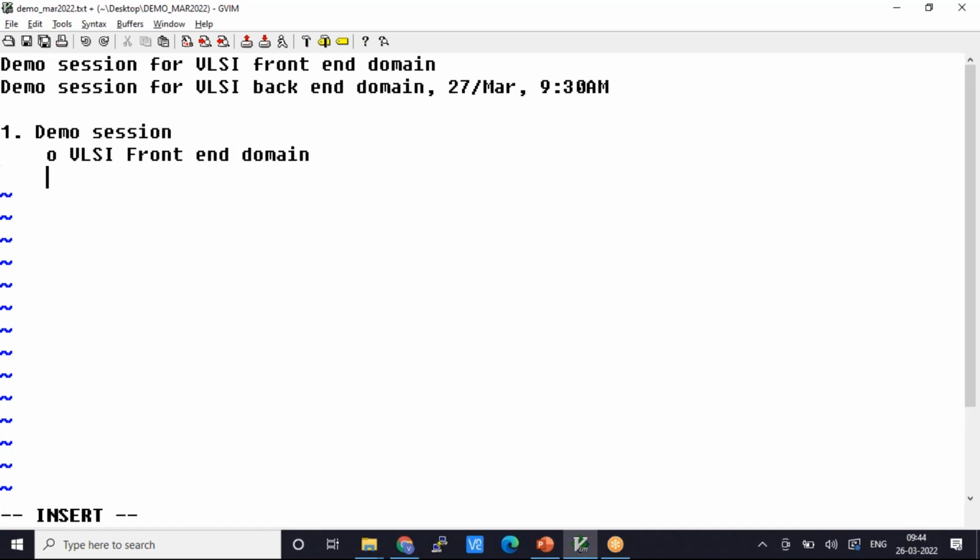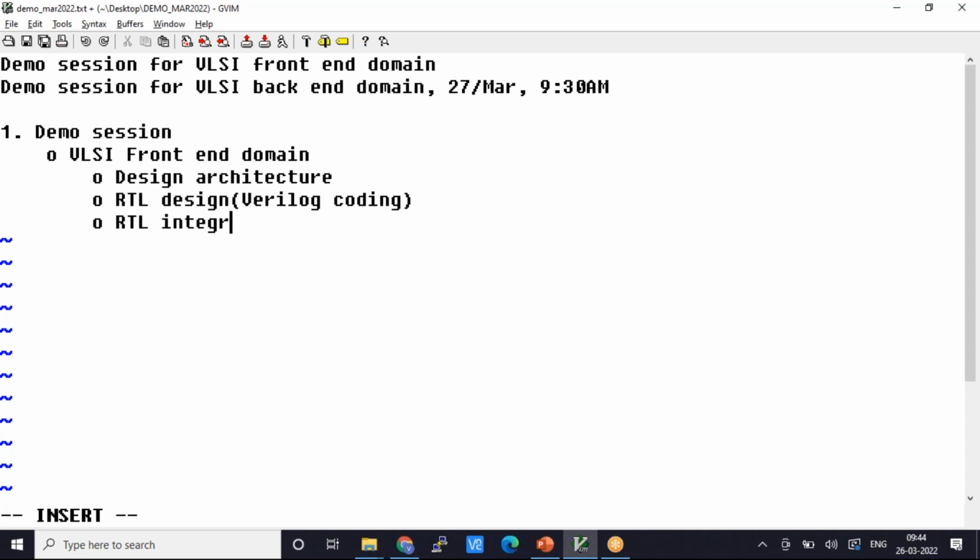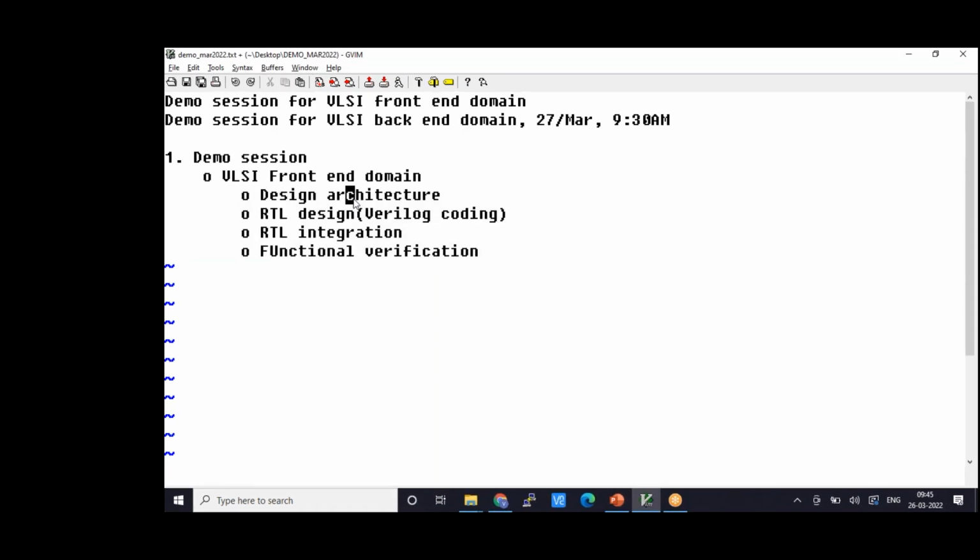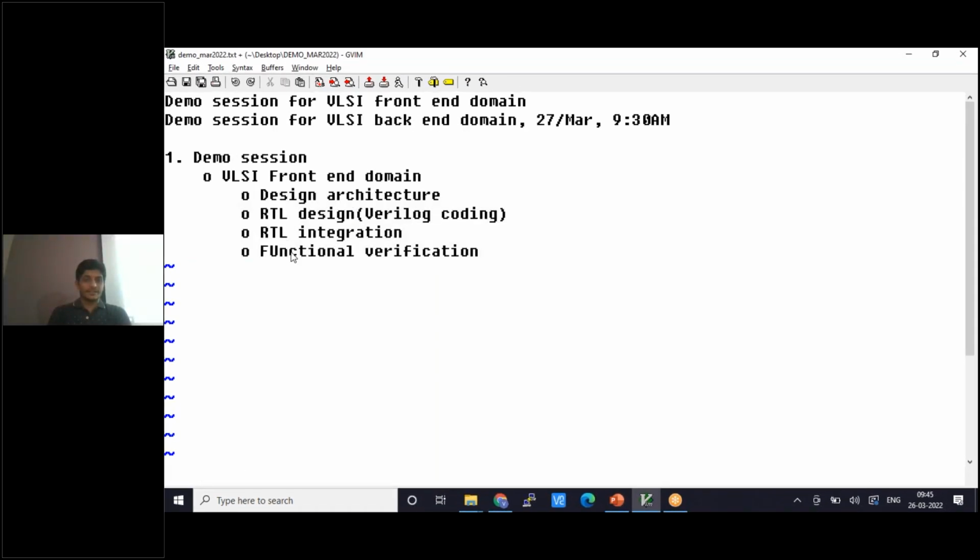If you see, VLSI front end domain itself has multiple sub aspects. What we call as design architecture. Then we have RTL design, that is basically Verilog coding. Then we have something called as RTL integration. Then functional verification. So in front end domain, you will have all these sub aspects. One is the design architecture, one is RTL design, one is RTL integration, one is functional verification.